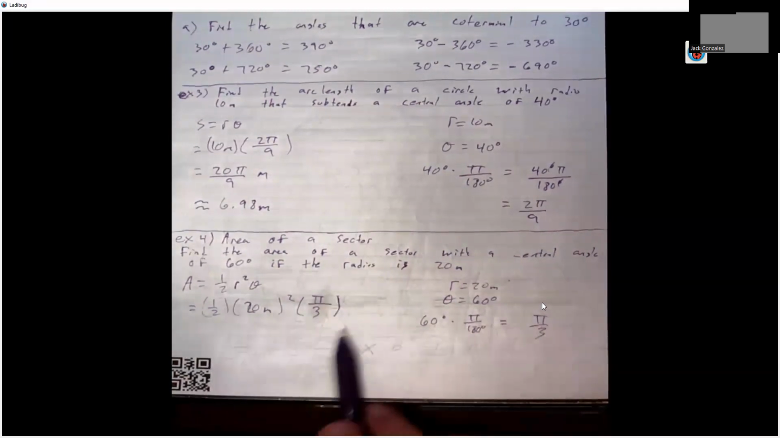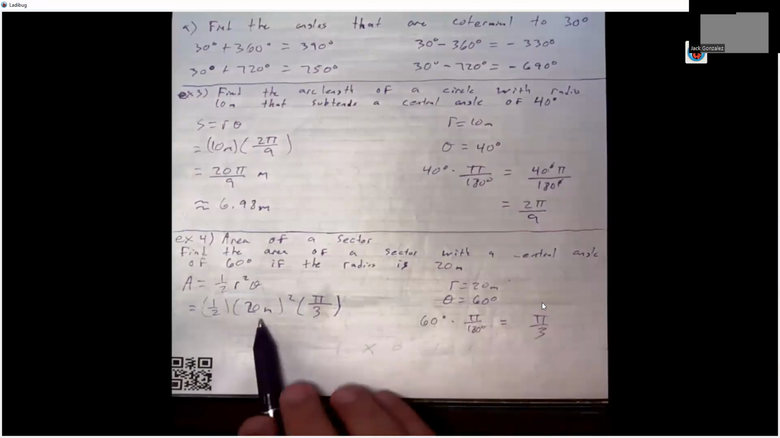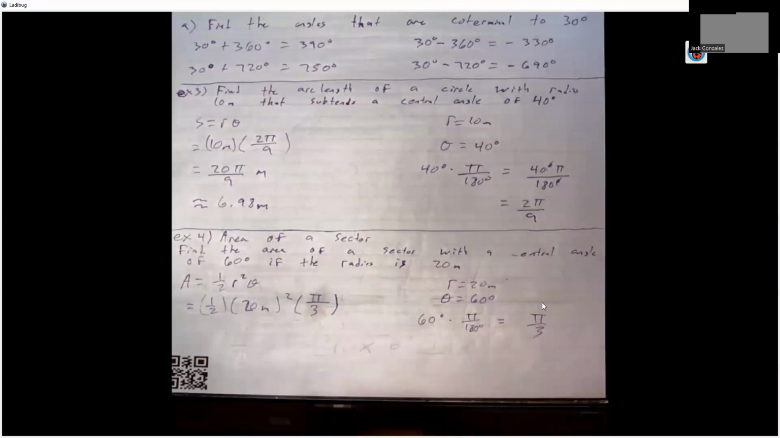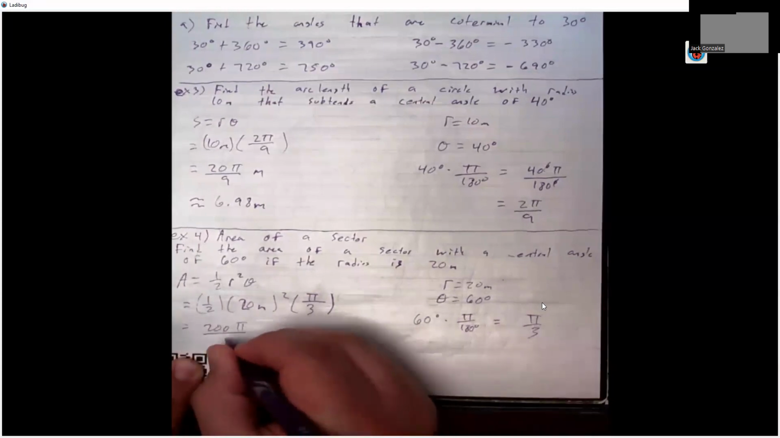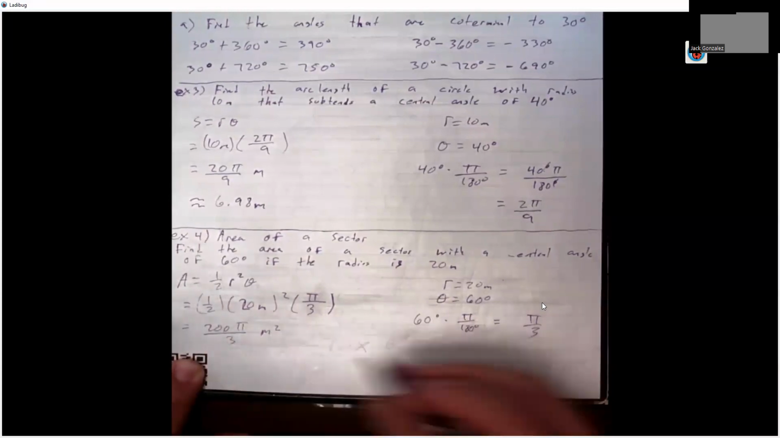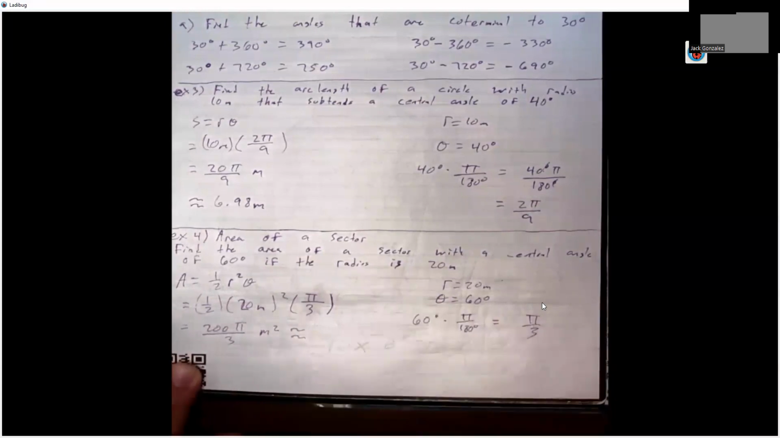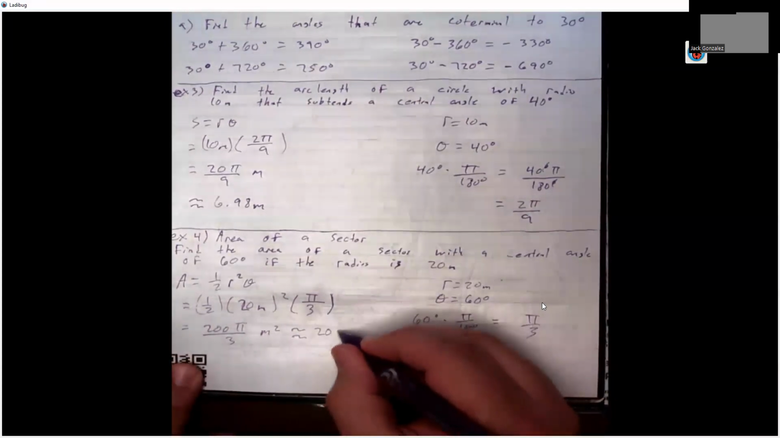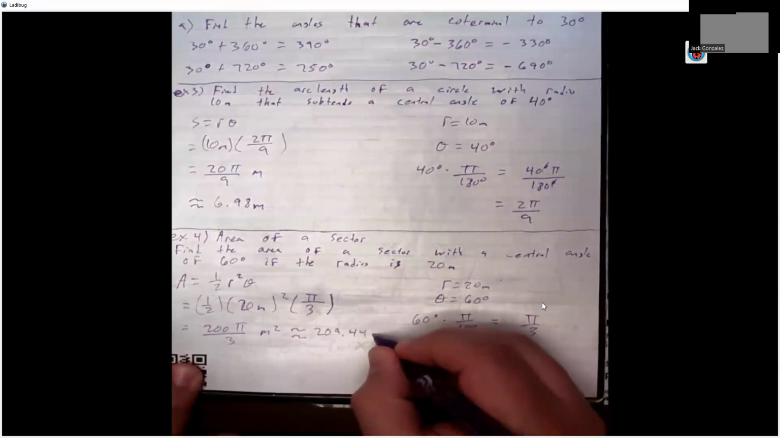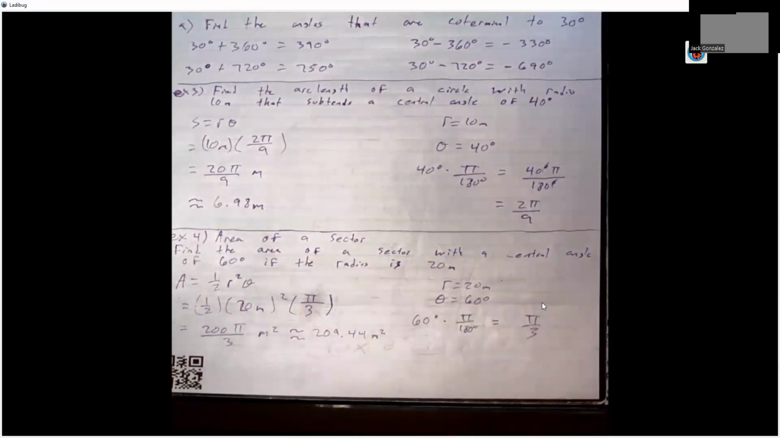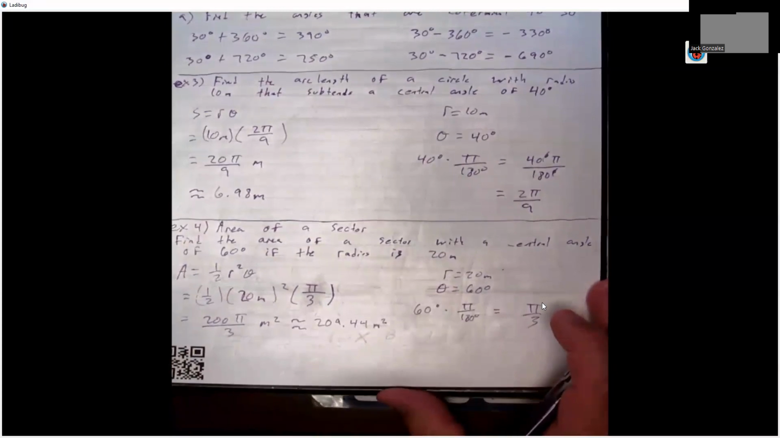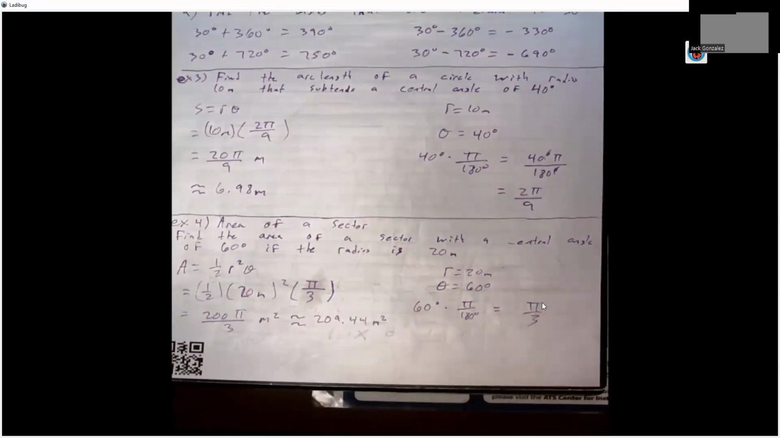So this will become meters squared units, so it's going to be area. Half of 400, that's 200. So I'd say it's 200 pi over 3 meters squared, which is approximately what? 209.44. Yes. Okay. Any questions on area of a sector or arc length?